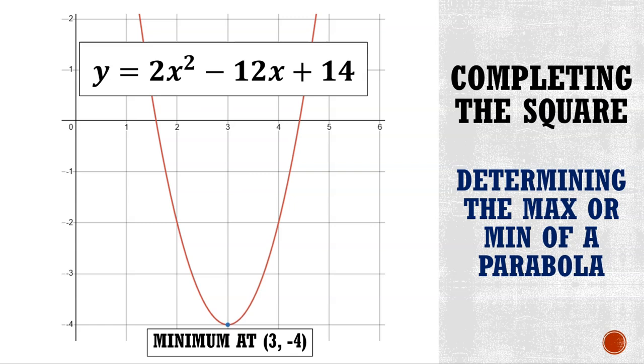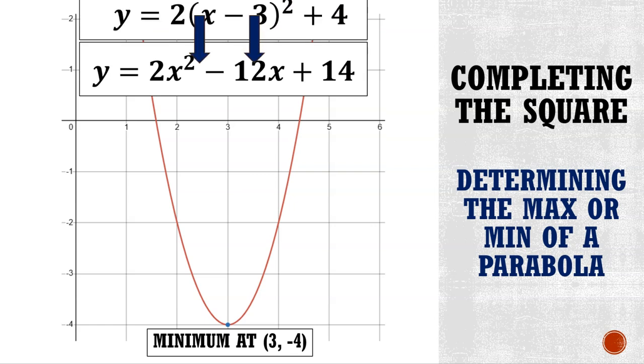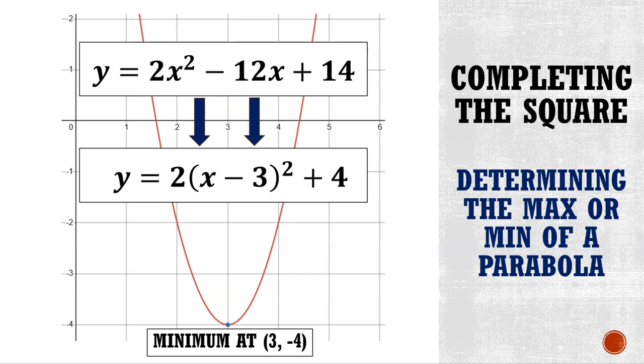Hi, it's Mr. Hamilton. How do we go from that equation in standard form to this equation in vertex form? We're going to complete the square using this example and then one where the numbers don't work out quite as nicely, but we'll see it still works.